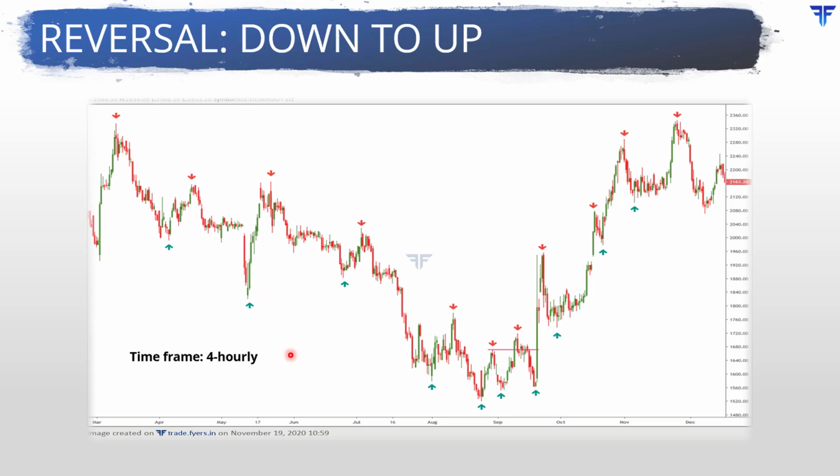The first warning sign that the downtrend could be losing momentum appeared when the price broke the sequence of lower lows and made a first higher low.